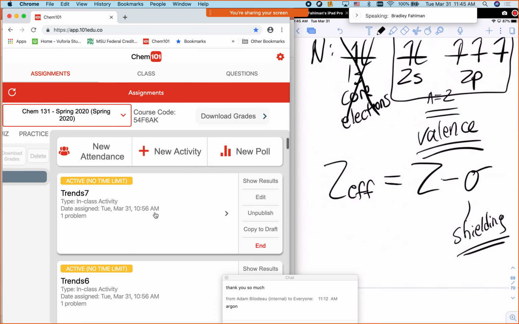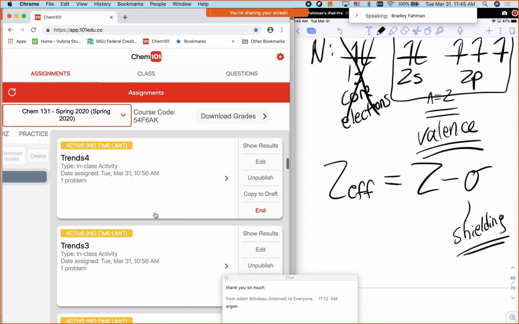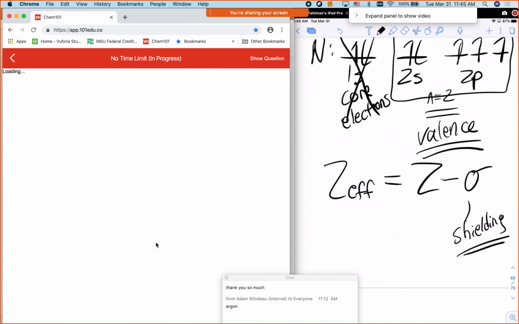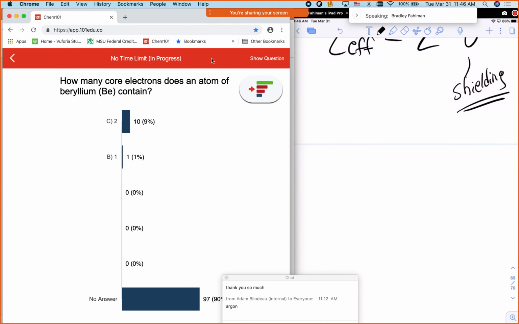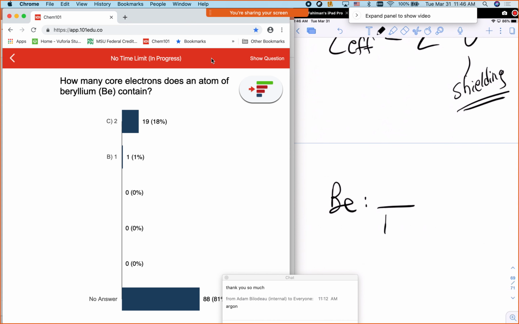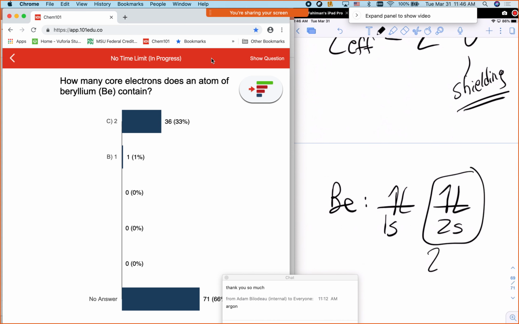So now trends 3. How many core electrons does an atom of beryllium contain? Okay, yep. So you have 2 valence electrons and 2 core electrons.